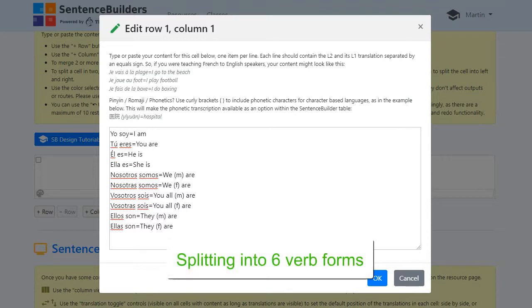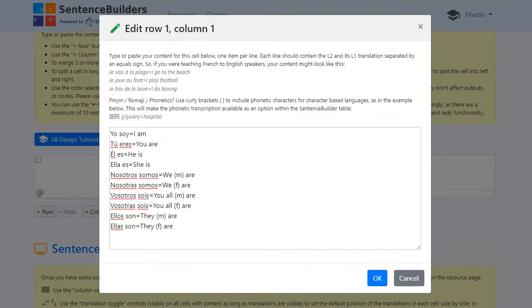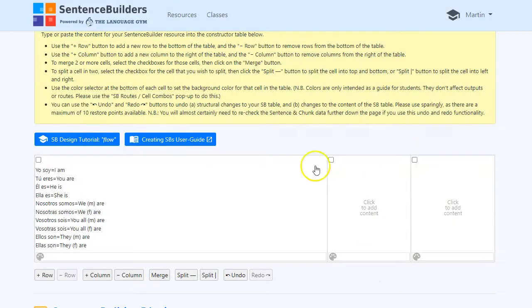Now there isn't necessarily any reason why we need to go any further than that in terms of separating out those items, but I think it's quite useful to show students how those items fit with the 6 forms of the verb, so it's quite a good idea to get them used to using the 6 different forms and seeing them as 6 different forms from quite early on. So what I'm going to do here is divide this one cell into 6 different cells, one for each form of the verb.